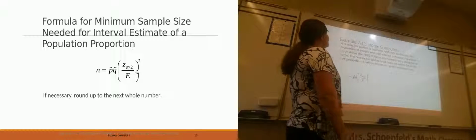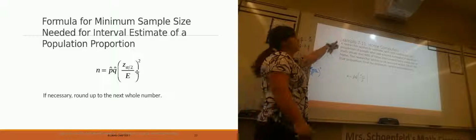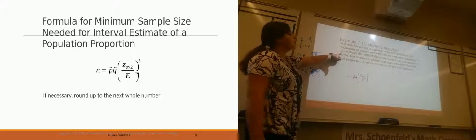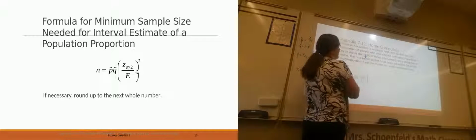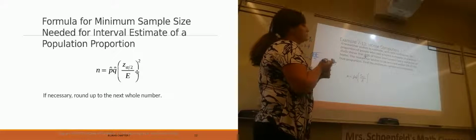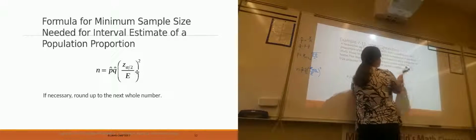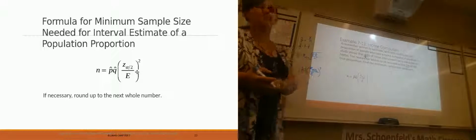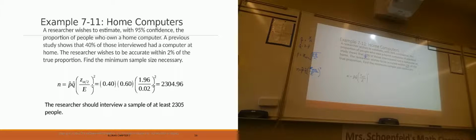So, a researcher wishes to estimate with 95% confidence the proportion of people who own a home computer. A previous study showed that 40% of those had a computer at home. The researcher wishes to be accurate within 2% of the true proportion and find the minimum sample size needed. So, let me get there. We're pretty close. Okay?